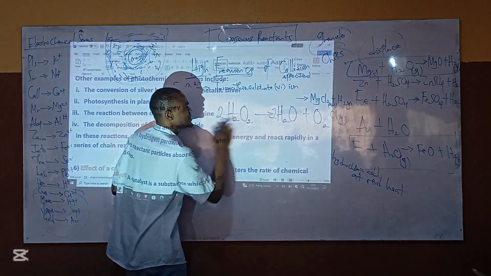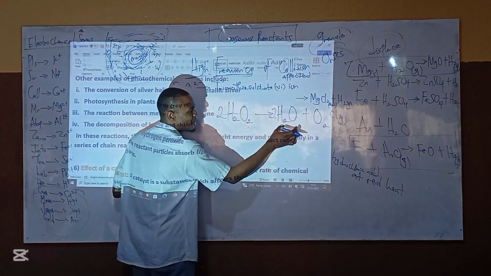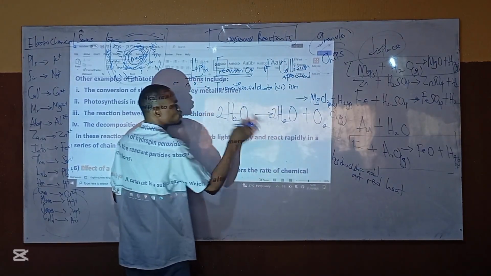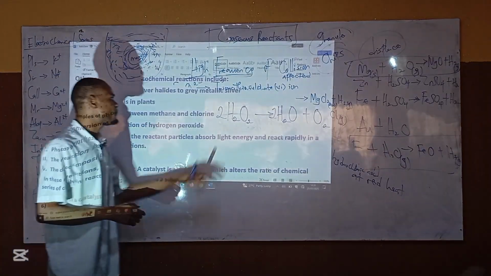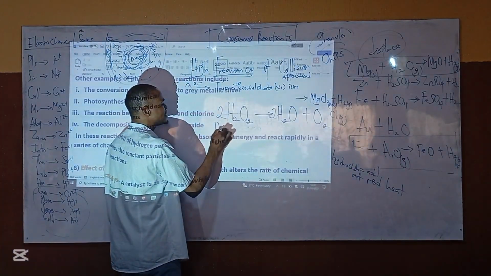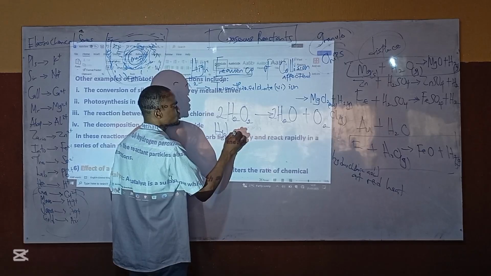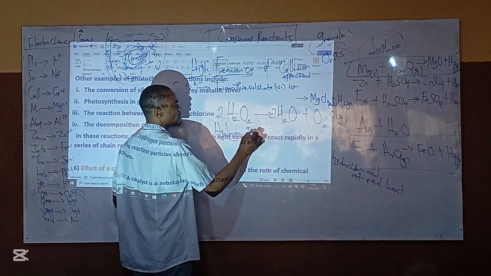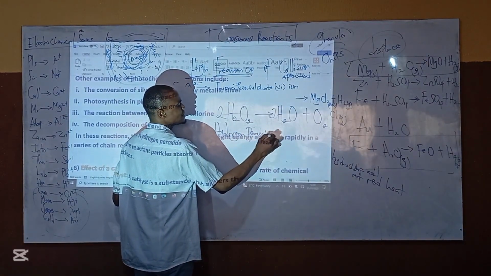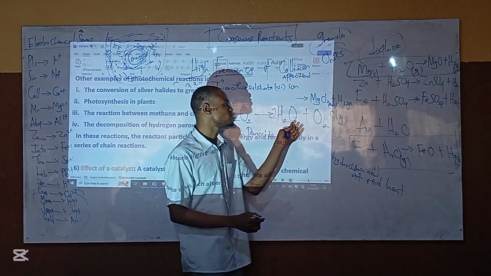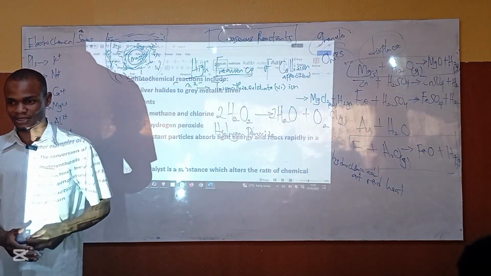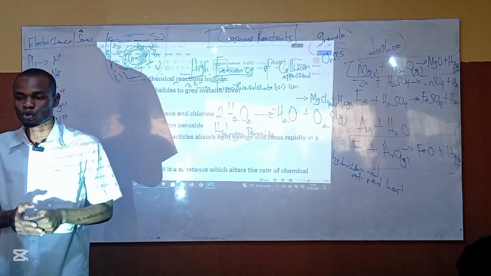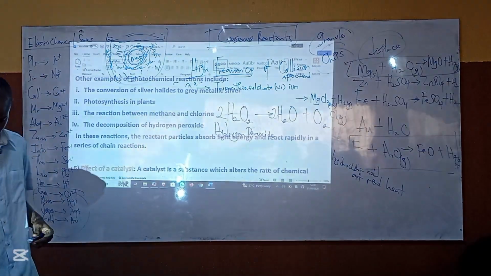Okay. Now, can you see it's balanced now? 2 oxygen, 2 oxygen. 2 times 2, 4 oxygen. So now, this is called hydrogen peroxide. We are going to write it down. Hydrogen peroxide decomposes to water and oxygen in the presence of light. So it's a photochemical reaction.